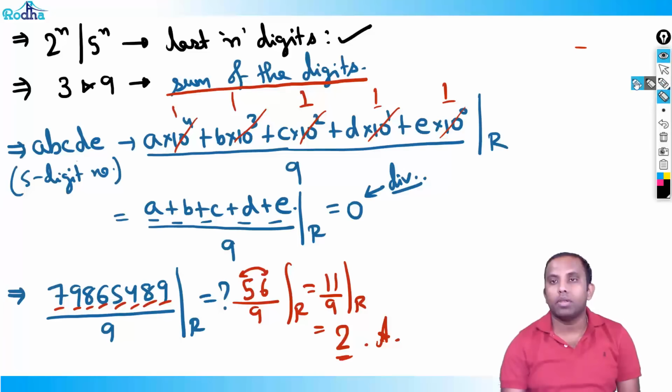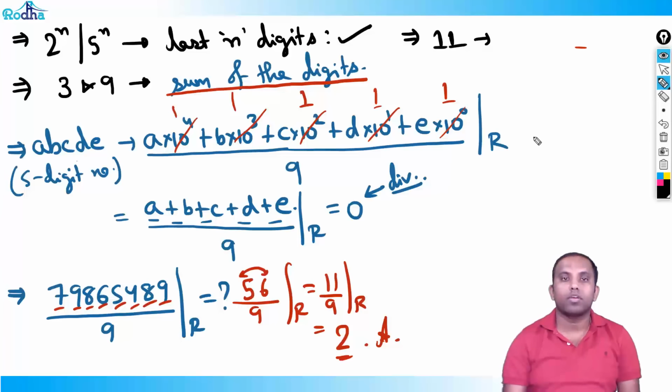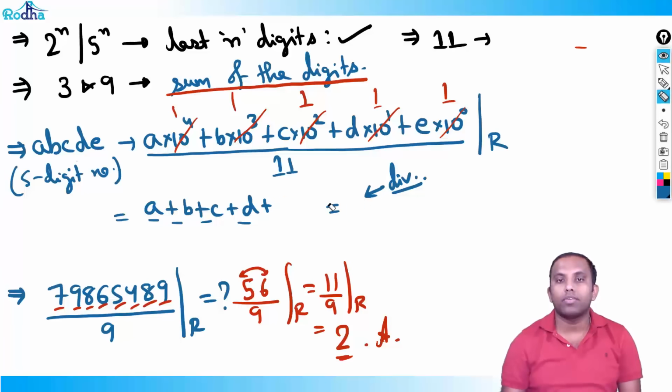Now, divisibility rule for 11, we'll do for 11. Okay, now see, for 11, what will happen? Take a number ABCDE, a 5-digit number. Now this number I am dividing by 11. What will happen if I divide by 11?